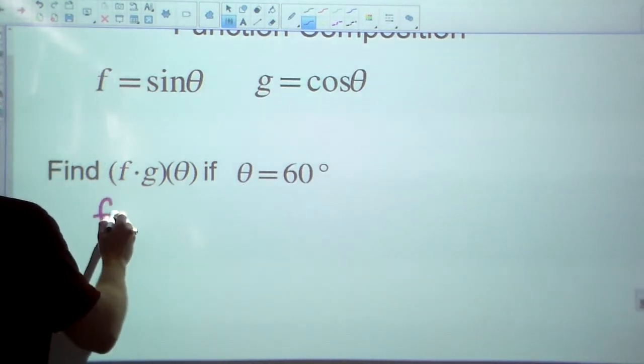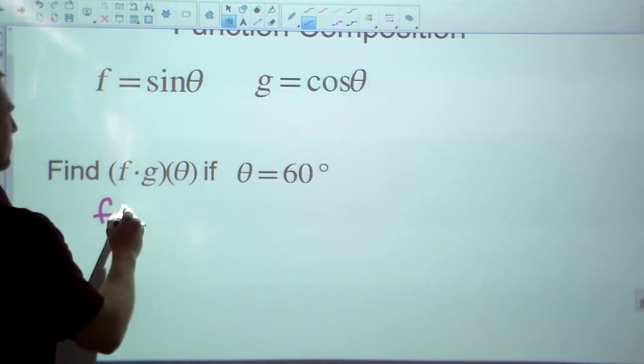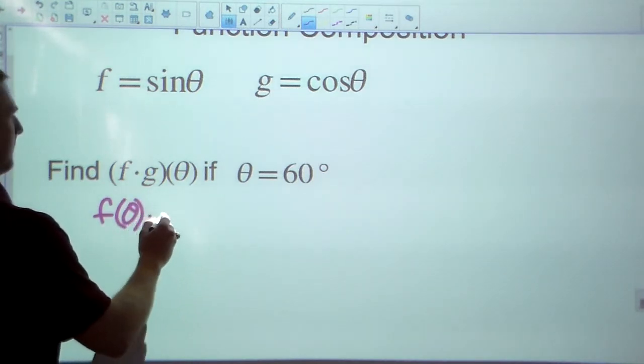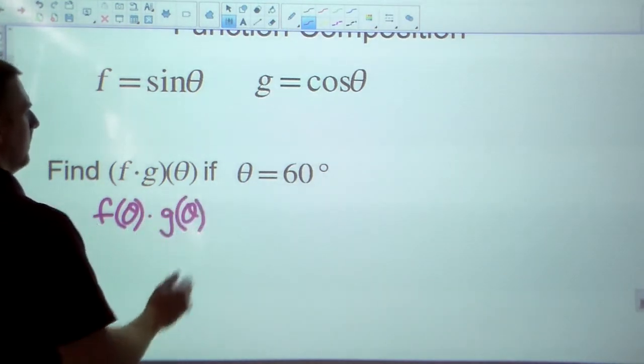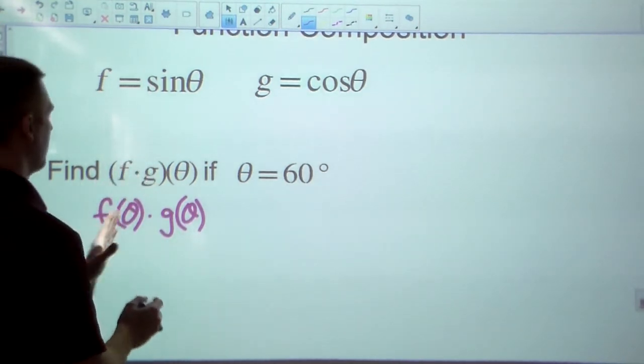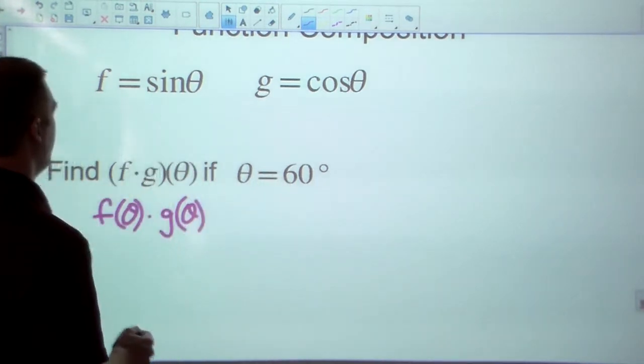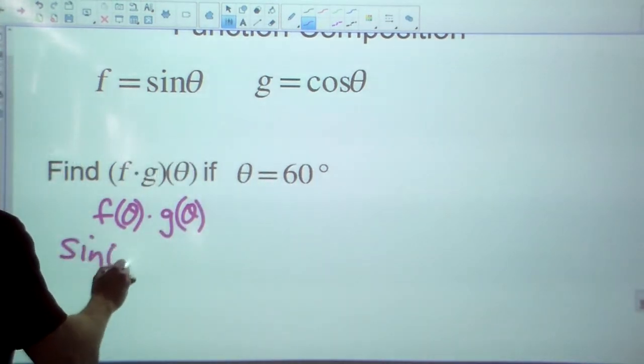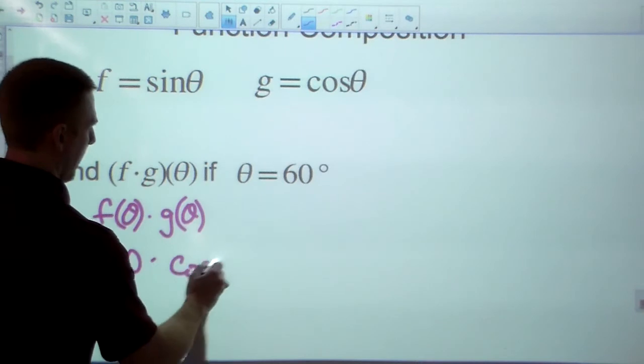So I'm going to start with this idea. And again, it kind of works like distributive property. You can say f of theta times g of theta. That's another way to look at f times g of theta. And we know that theta is 60, and we know that f is sine. So I'm going to go ahead and say sine of 60 times cosine of 60.